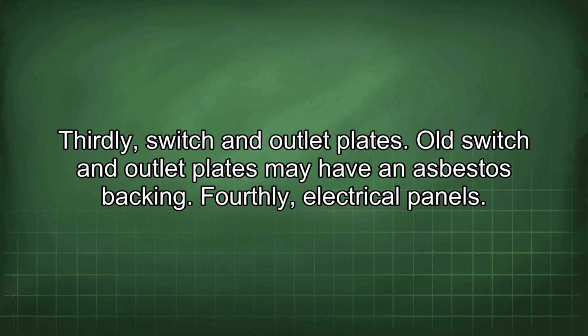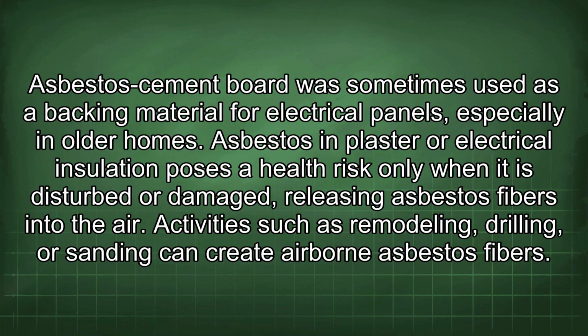Thirdly, switch and outlet plates. Old switch and outlet plates may have an asbestos backing. Fourthly, electrical panels. Asbestos cement board was sometimes used as a backing material for electrical panels, especially in older homes. Asbestos in plaster or electrical insulation poses a health risk only when it is disturbed or damaged, releasing asbestos fibers into the air. Activities such as remodeling, drilling, or sanding can create airborne asbestos fibers.